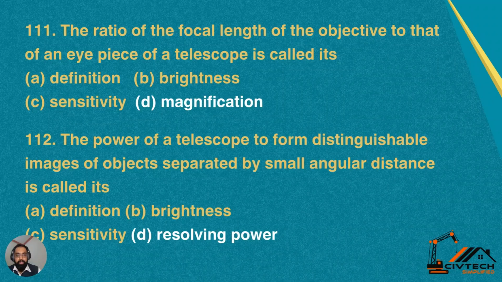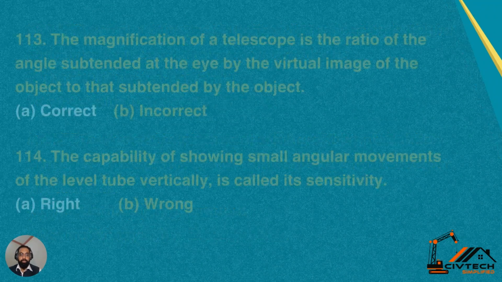112. The power of a telescope to form distinguishable images of objects separated by small angular distance is called: option A definition, option B brightness, option C sensitivity, and option D resolving power. So that power of a telescope in which images are distinguished between each other is called resolving power. D is the correct answer for this question.